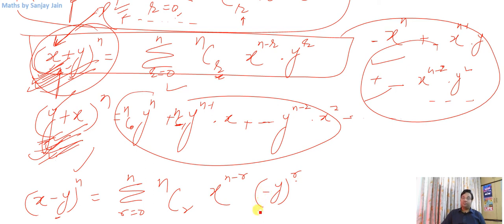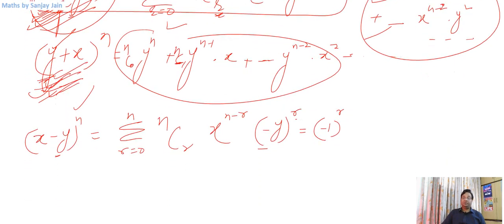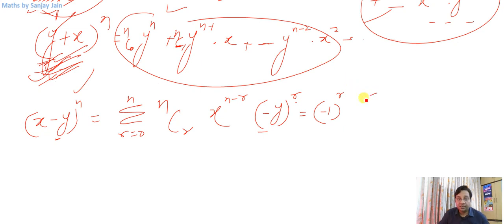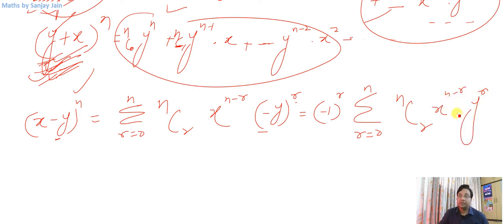So rather than writing it as minus y raised to power r, I can write minus 1 raised to power r and then write the formula as it is. Minus 1 raised to power r, sigma r equal to 0 to n nCr x raised to power n minus r y raised to power r. Okay, so I've not learned any new formula here. I've just multiplied it with minus 1 raised to power r to take care of the negative y, right? Because I have replaced y with minus y. So this will be the case.